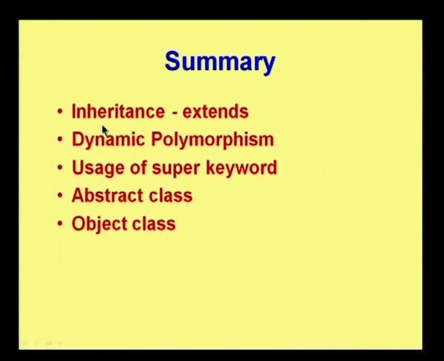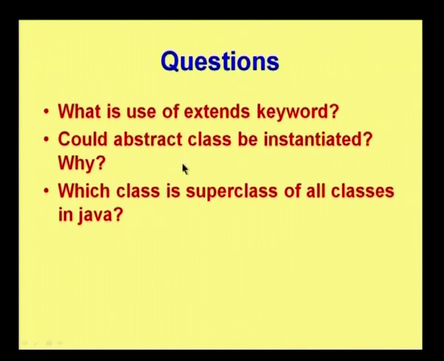Now, as a summary, we have seen what inheritance is, the use of the keyword extends, dynamic polymorphism, usage of the keyword super, what an abstract class is, and also the Object class. From this we could answer these questions: What is the use of the extends keyword? Could an abstract class be instantiated? If so, why? Which class is the superclass of all other classes in Java?